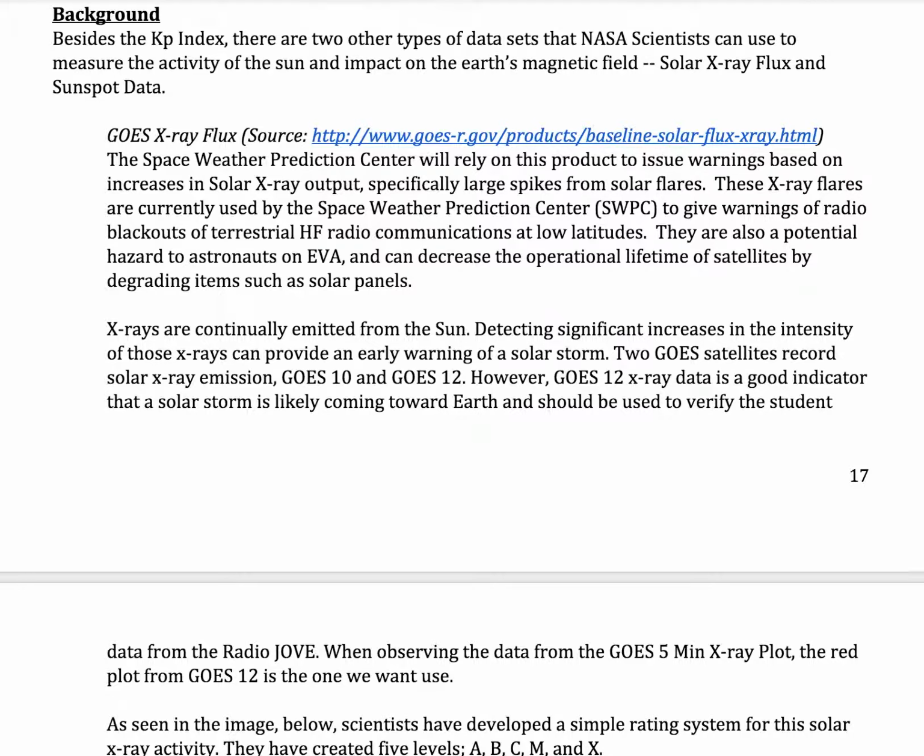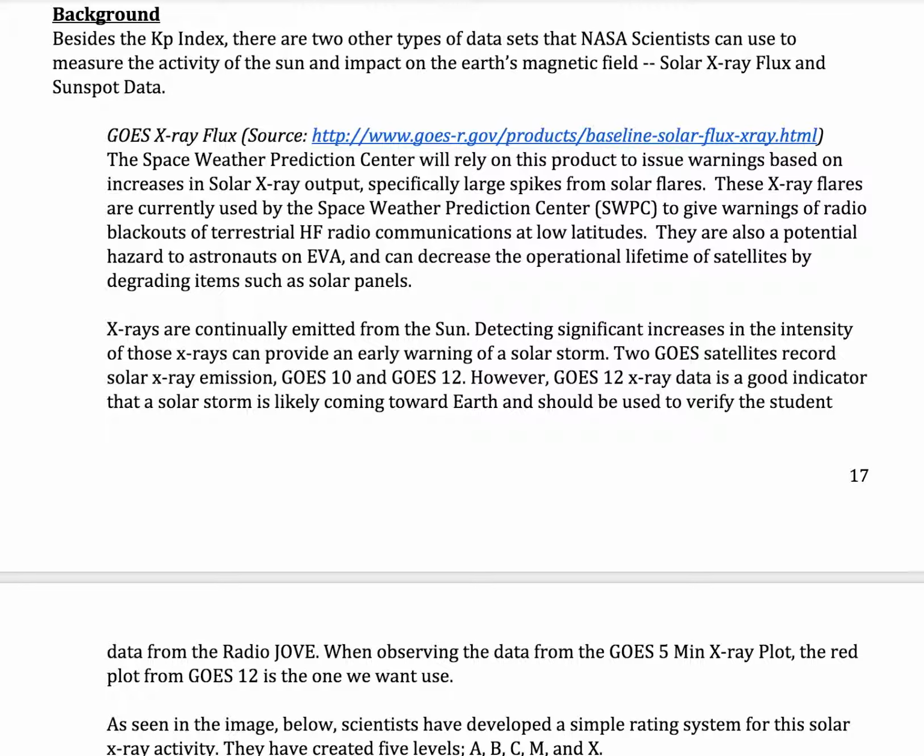Now that your students have completed the activity on KP Index, it's important that they understand that that is not the only value or measure of data that is going to be able to evidence the existence of a solar or geomagnetic storm. So we're going to actually go into some other data collections.